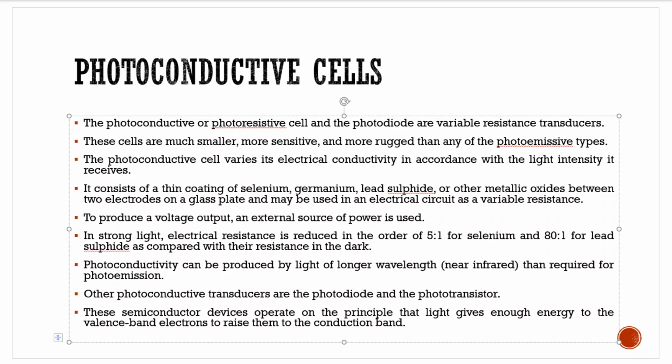So that's all for this unit. In the next session we'll be starting with unit 3, that is instrumentation amplifiers.